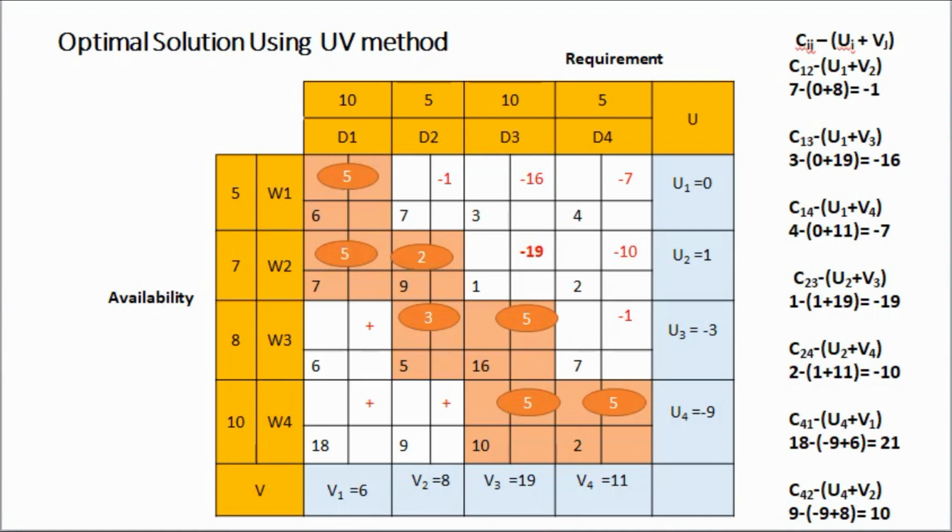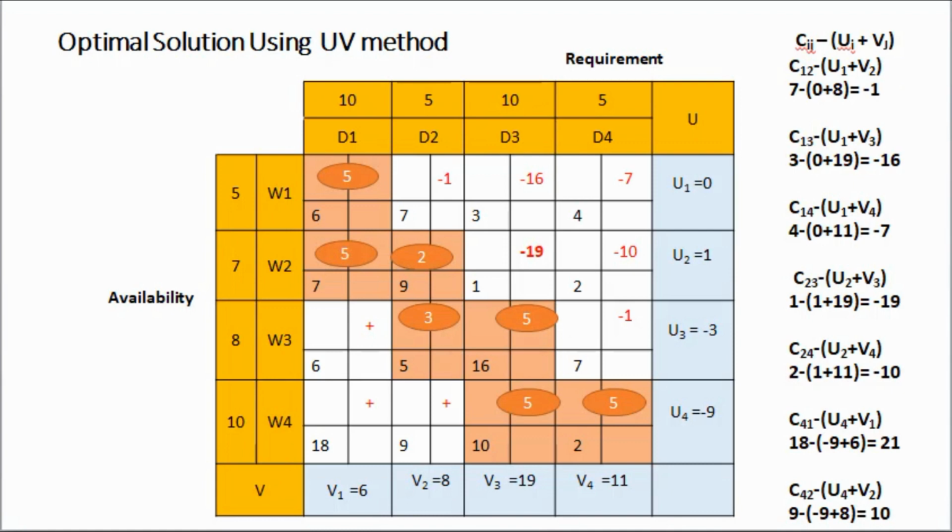If you look at the entire matrix, for W2 D3 the net evaluation turns out to be minus 19. So in the entire matrix we take the highest net evaluation, that is the most negative net evaluation, and we consider that particular cell to enter into the basis. The arrangement of the items transported takes place, and that reconfiguration of the entire matrix is what we are going to learn now.